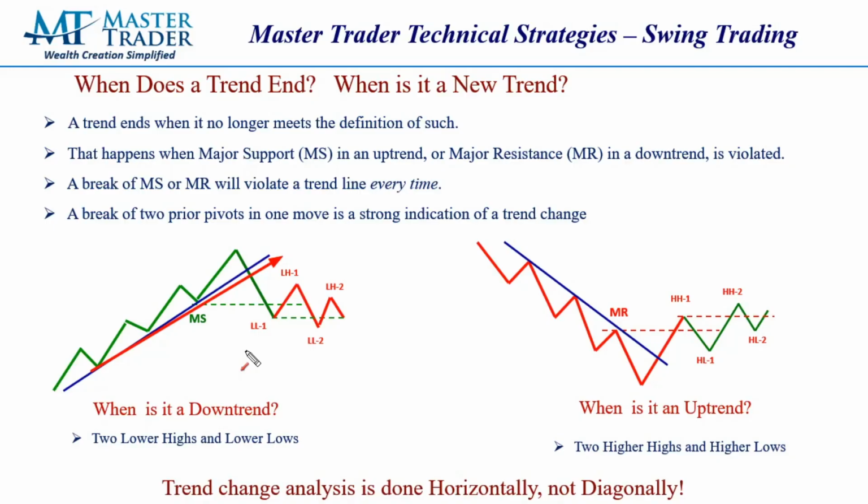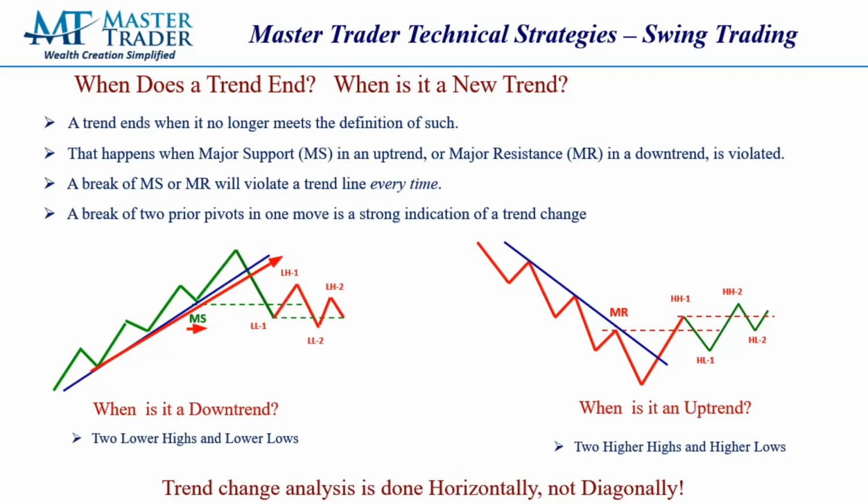We are defining what a pivot low is, what a pivot high is, is it making higher highs and higher lows? And based on that definition, if it violates major support, it will violate that trend line every single time, which makes trend line use unnecessary. Because if you recognize major support as defined, the trend is violated. You don't need to draw lines.